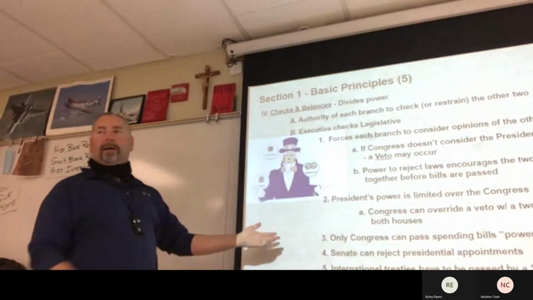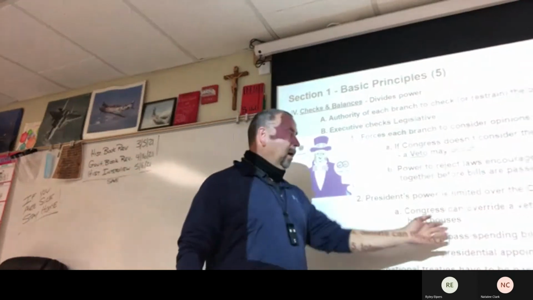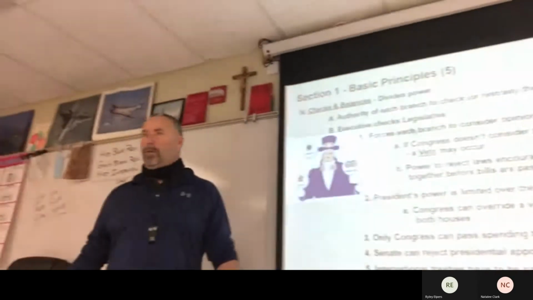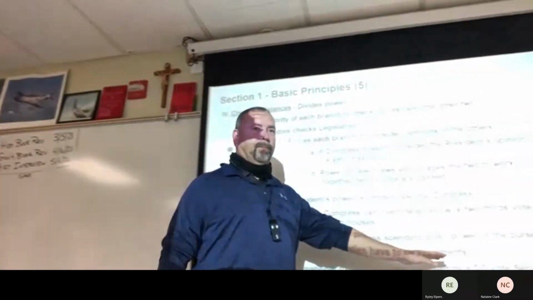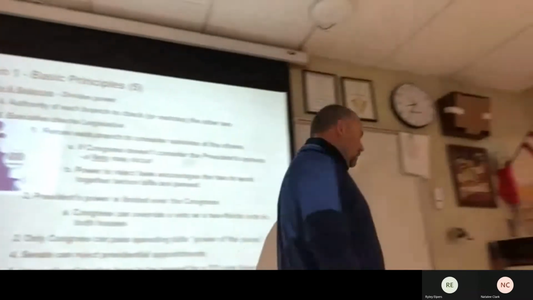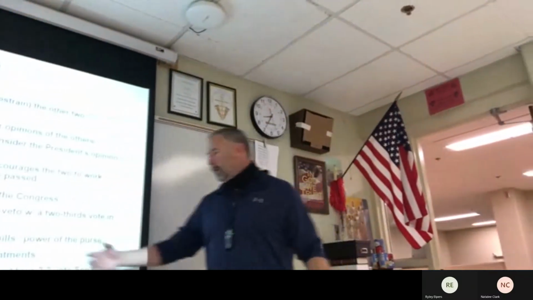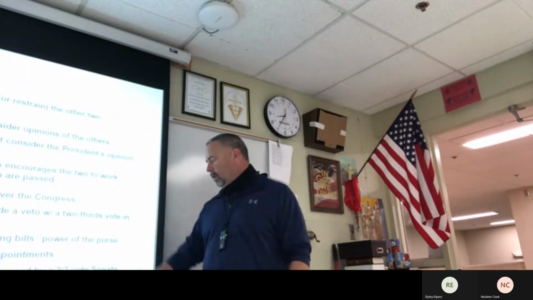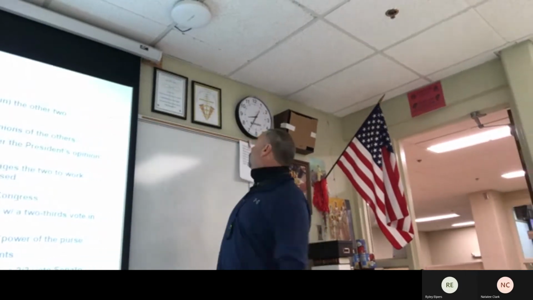And these I already talked about today, okay? So only Congress can spend money, okay? The president can't just spend money without Congress approving it, okay? And then the Senate can reject presidential appointments. We just talked about that. With federal judges, cabinets, and then the treaties, okay? 2/3 of the Senate, excuse me. That's the Senate's role of advice and consent.